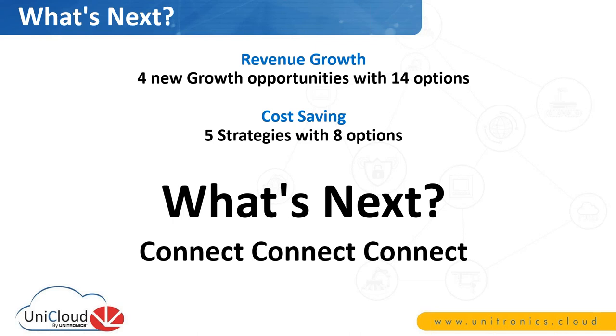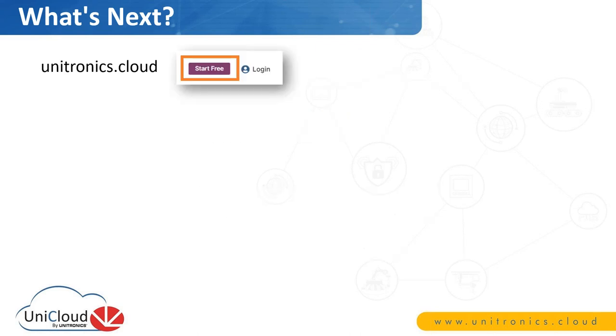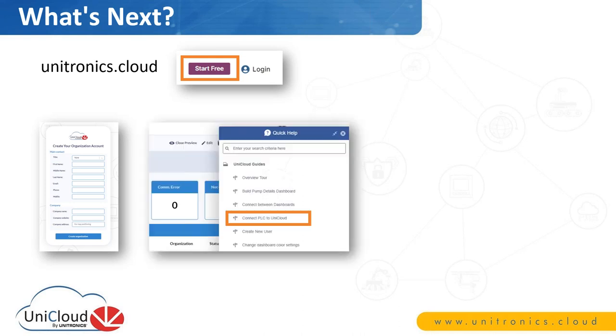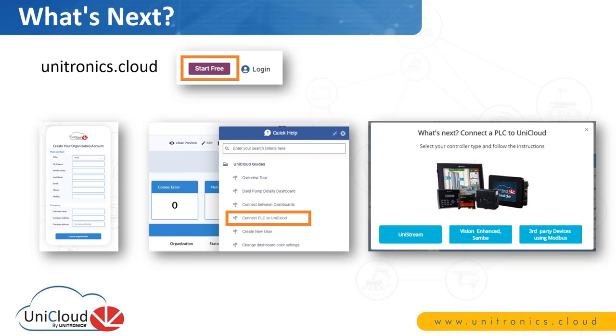So how do you do that? Very simple. You go to unitronics.cloud, you press Start Free, you enter a few details, first name, last name, there are several mandatory details over here, of course the email and so on. You get an email, you press the validate button, and you can enter your account. Then you go to our quick help, you select how to connect PLC to UniCloud, and on your window this wizard will pop up and will show you step-by-step how to connect your PLC to UniCloud.